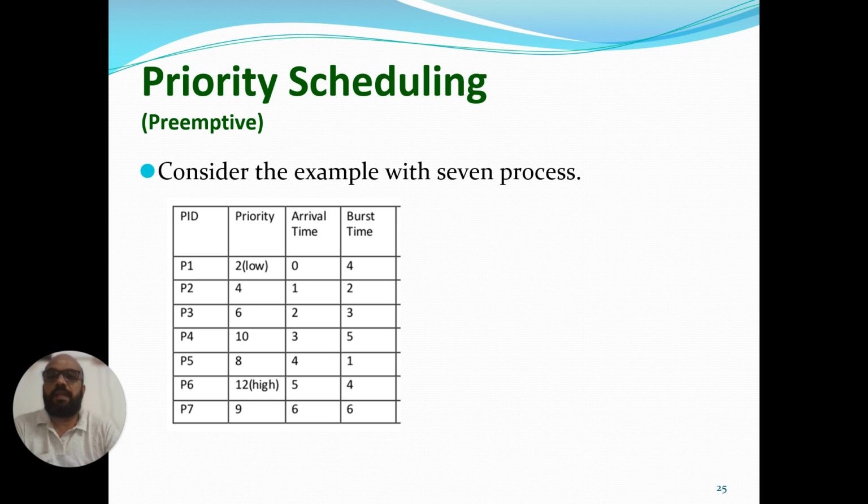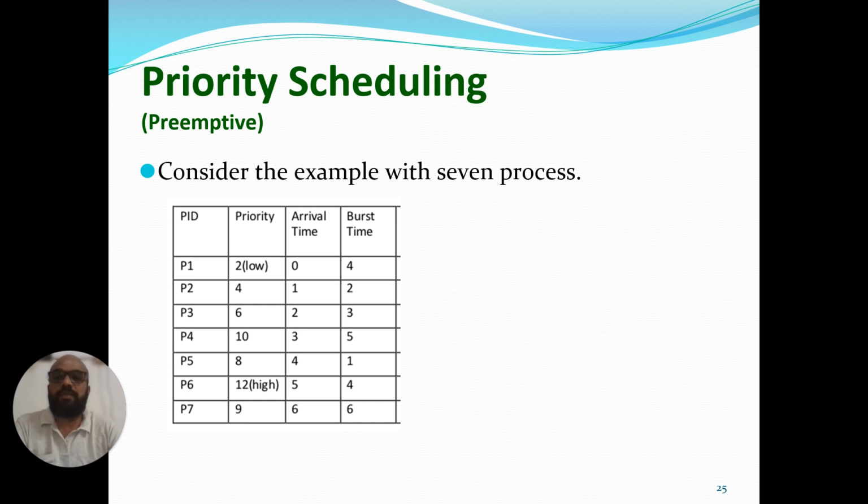The second type is the preemptive type of schedule. Here is an example: there are 7 processes, and their priorities are given as 2, 4, 6 and so on. Here the smaller the integer, the lower the priority, though it can be vice versa: a higher integer can be low priority, or a lower integer can be high priority. Now we have priority 2 as low and 12 as high.